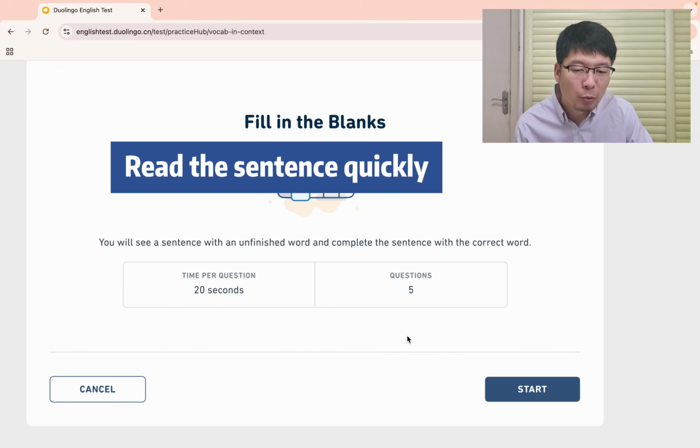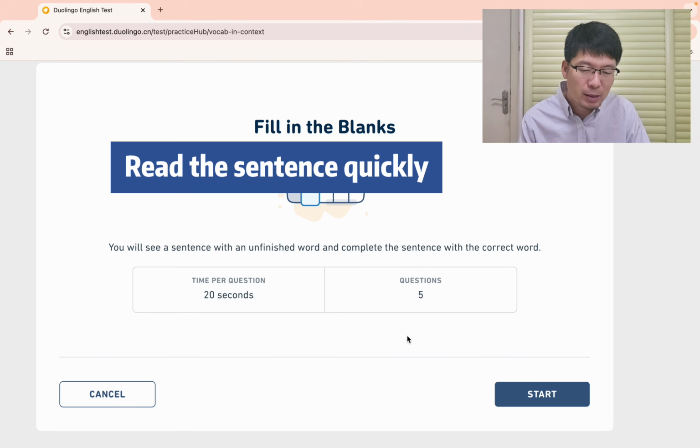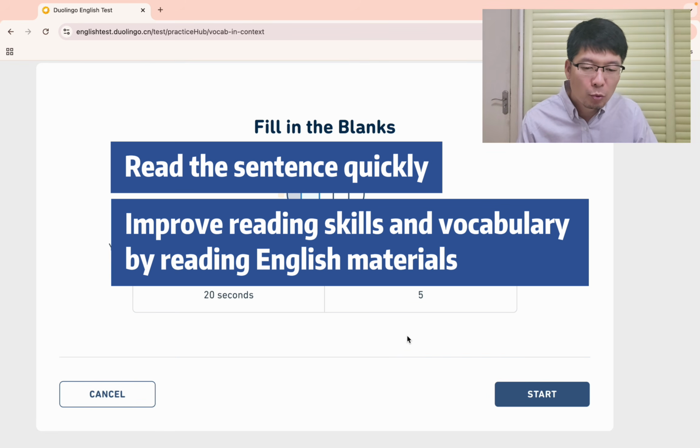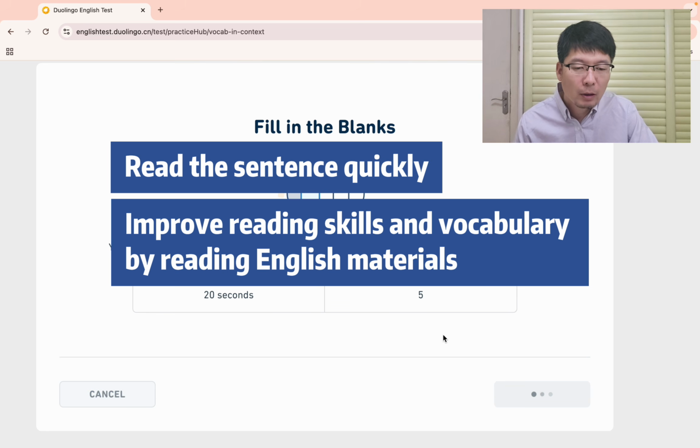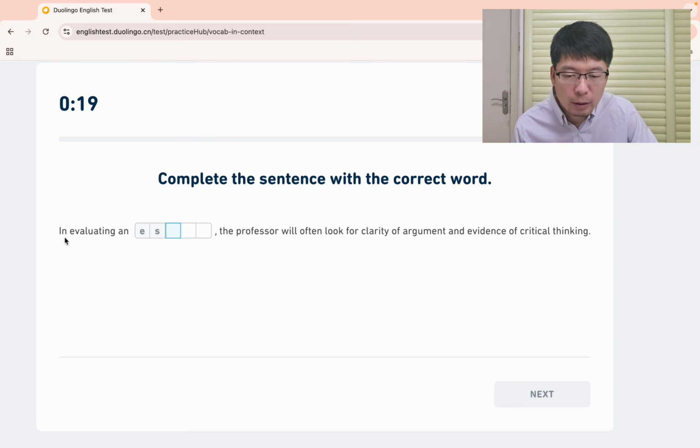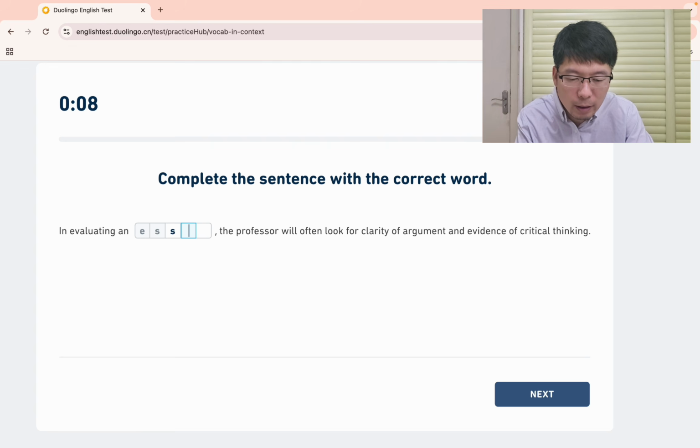So if you want to perform well in this section, you need to read a lot of English materials to improve your reading skills and your vocabulary. Okay? Let's do a few questions. In evaluating essays, the professor will often look for clarity of argument and evidence of critical thinking. So it's essay.